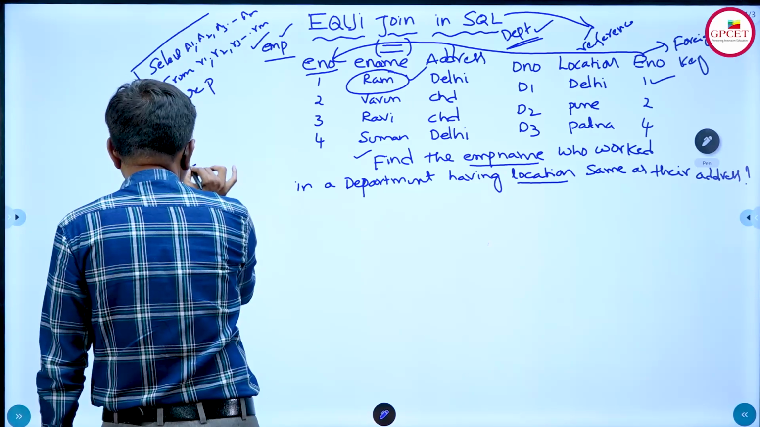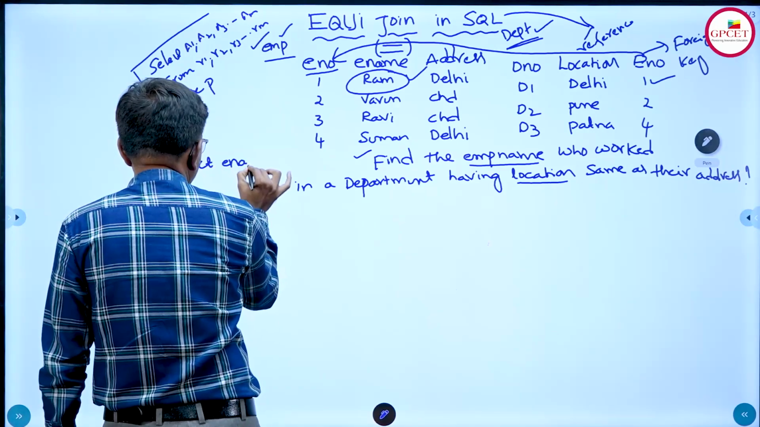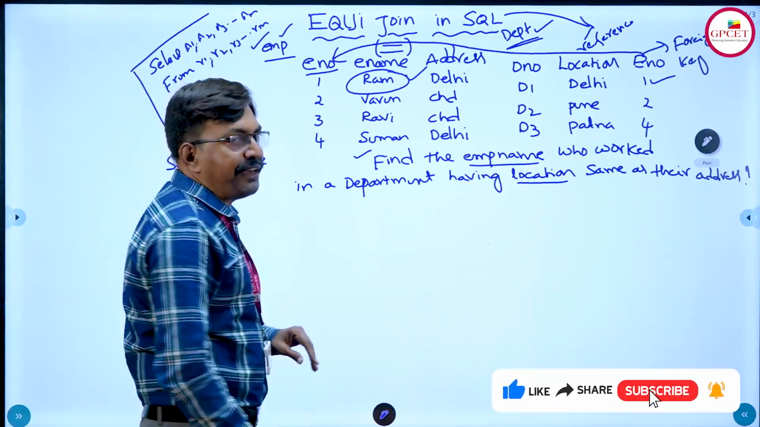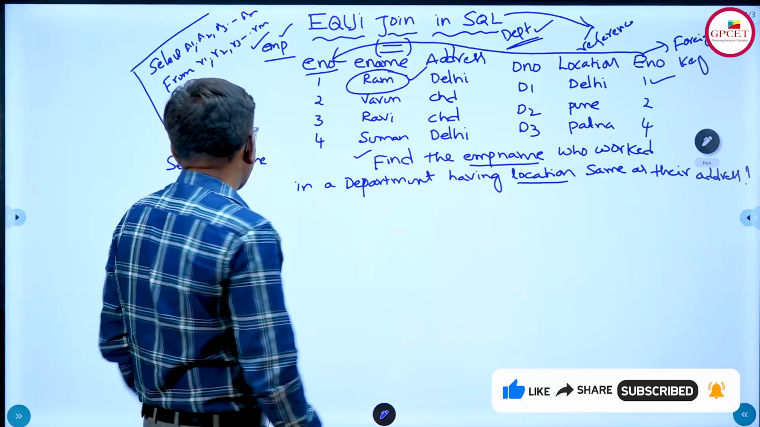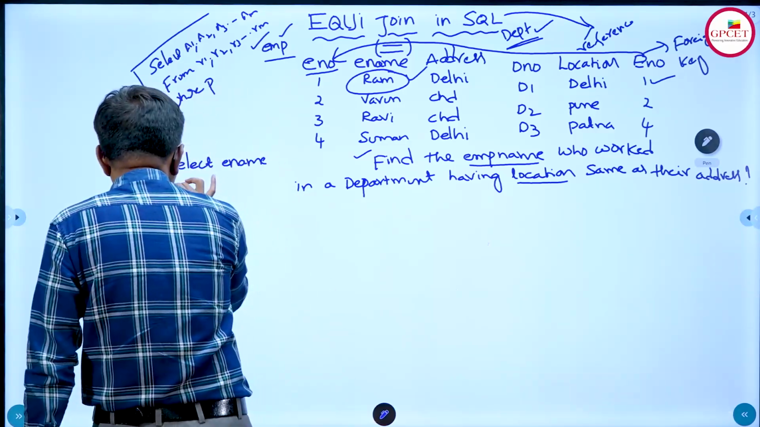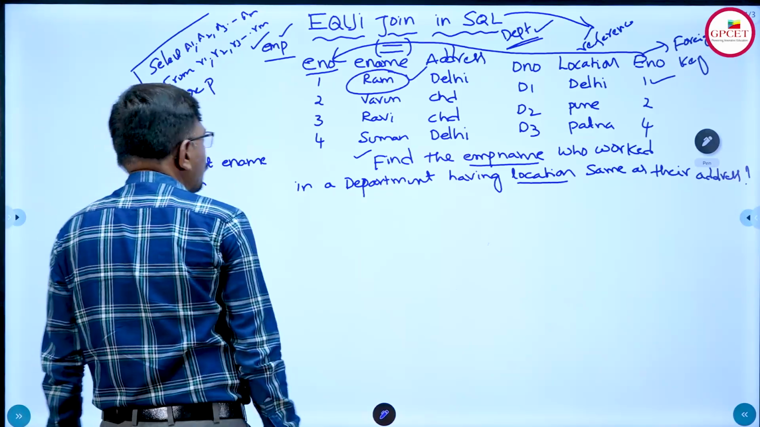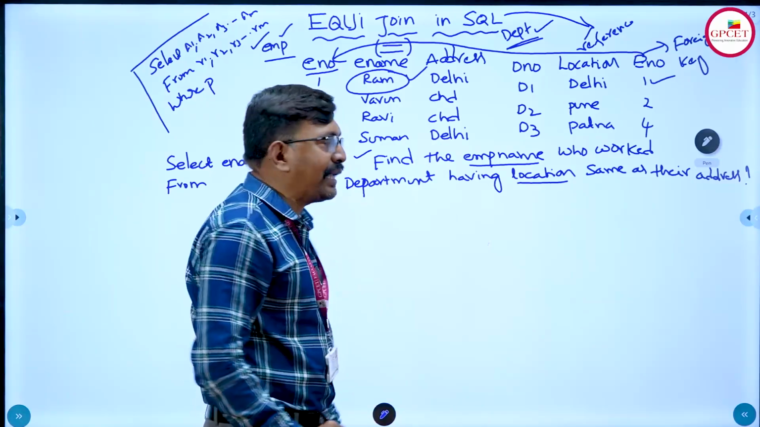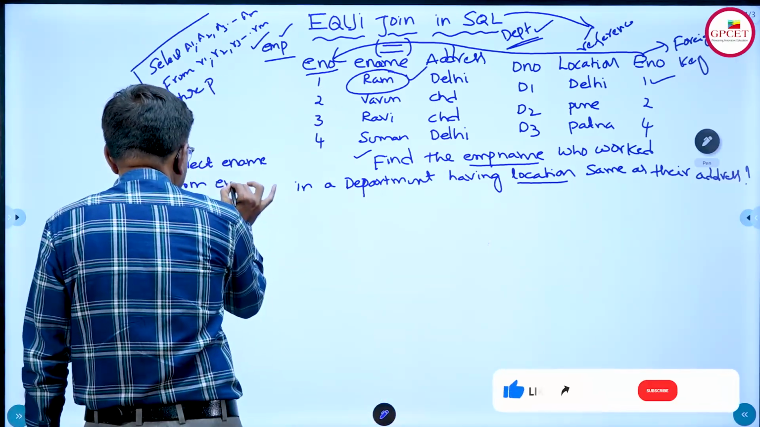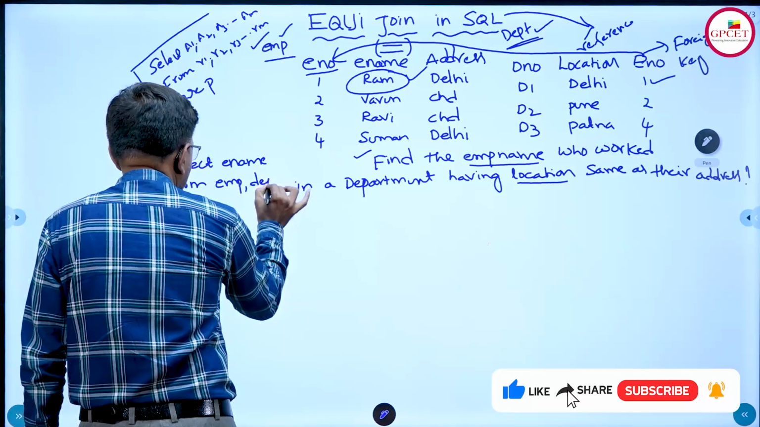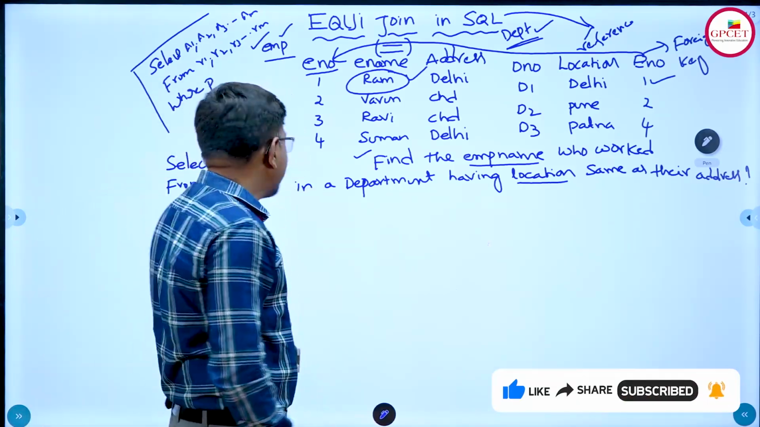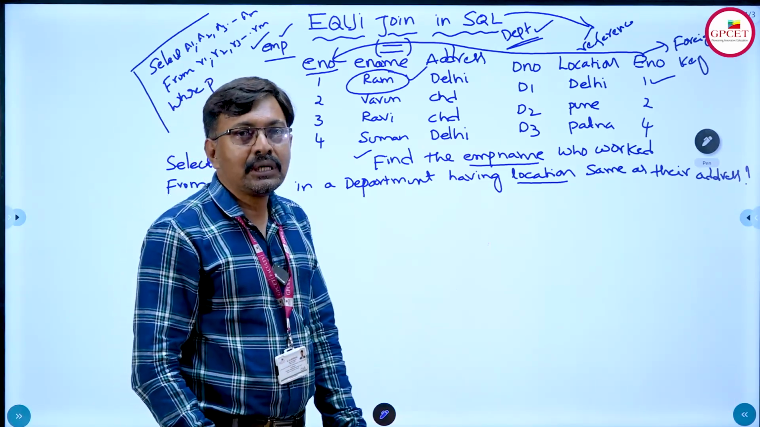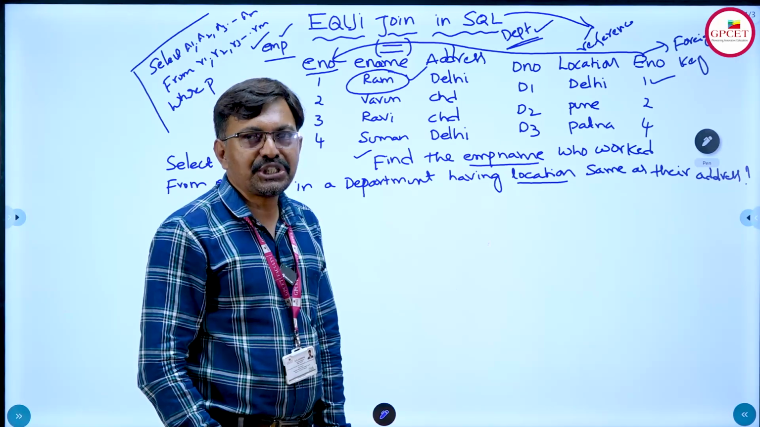SELECT ename. We print ename because we need to find the employee name. What is the basic structure? SELECT FROM WHERE, that is the basic structure of SQL. SELECT ename FROM, we choose the two tables, because we find the employee name who worked in a department. That's why we choose the employee table as well as the department table: employee comma department. Internally, this is a Cartesian product operation.